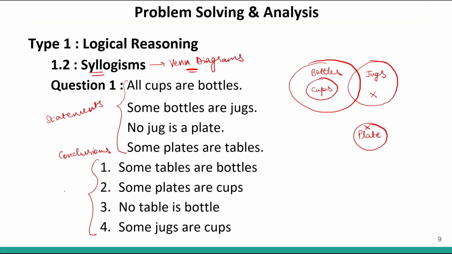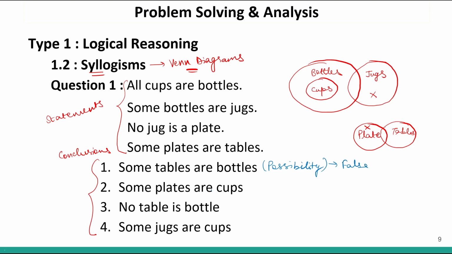But I told you that whenever we solve questions on syllogisms, we draw what we know is definitely true. So definitely true, we'll get this figure. And by means of this figure, we can say that some tables are bottles is a possibility, but it is not definitely true. So this is a possibility. This is not definitely true. Okay, so this is false. This does not definitely follow. We look at only what is definitely true.